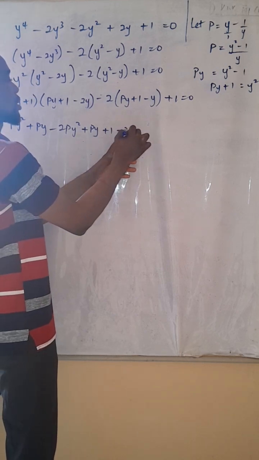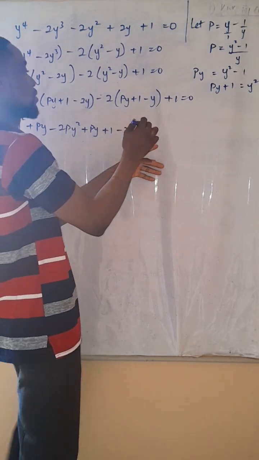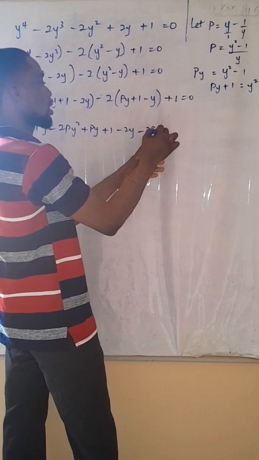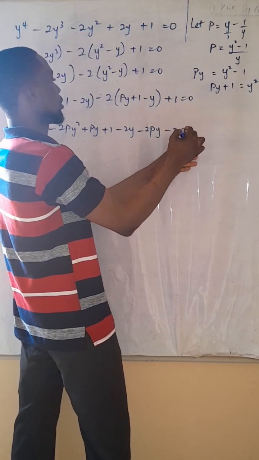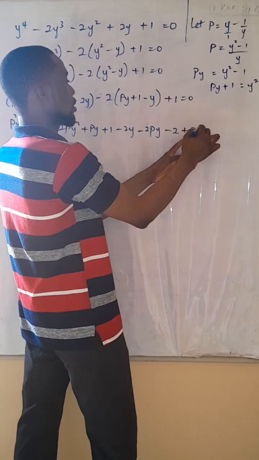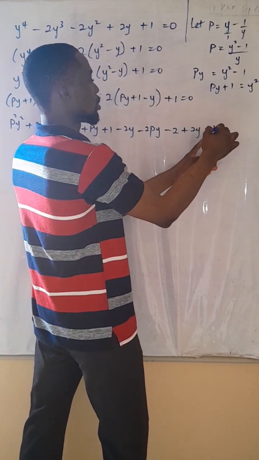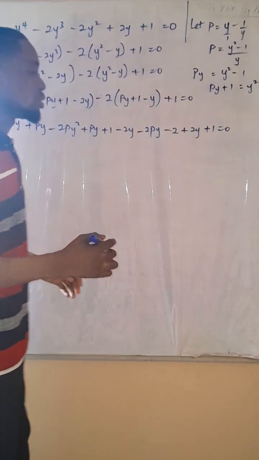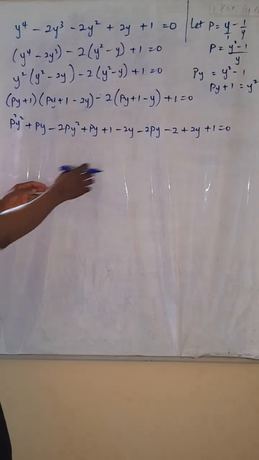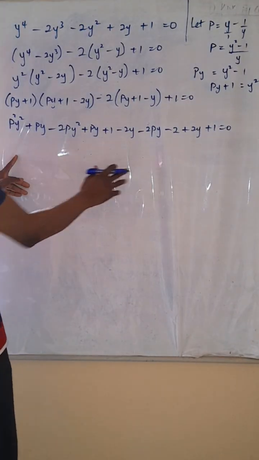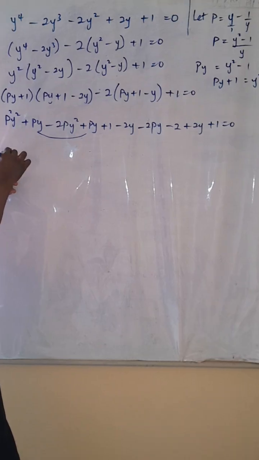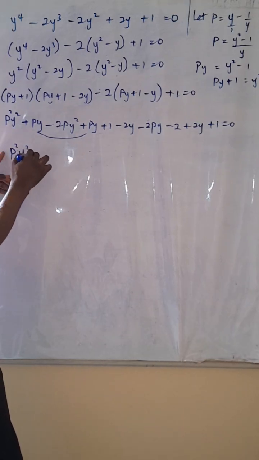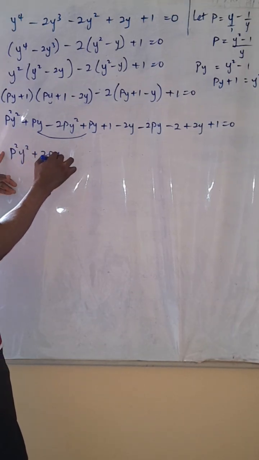minus 2y. And expanding this now, I have minus 2py minus 2 plus 2y, then plus 1 all equals to 0. Now at this point, let's check to know which are like terms and which are not like terms. So I have this like term here. So I have p squared y squared plus 2py.